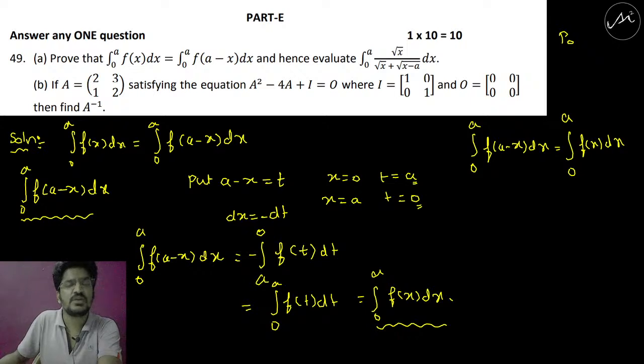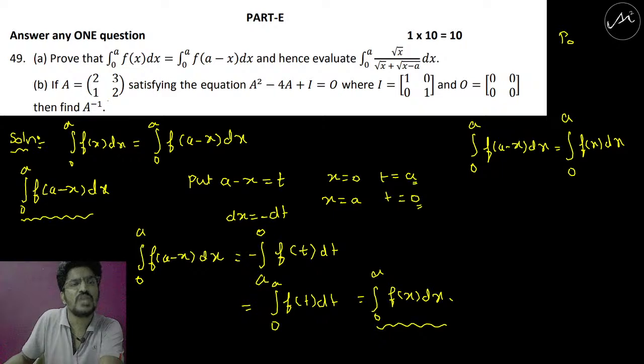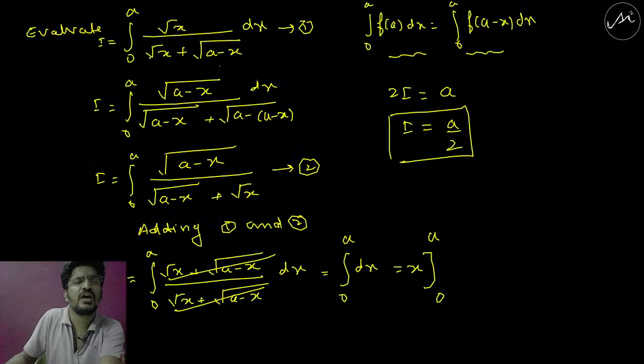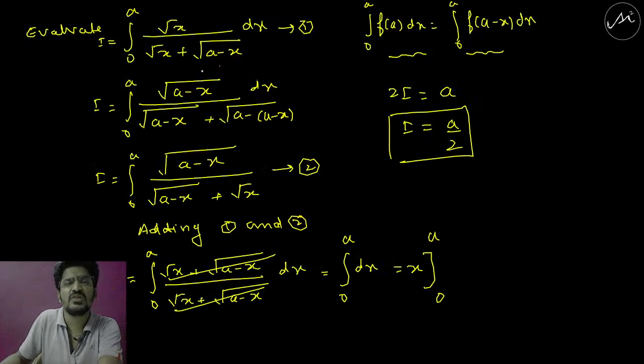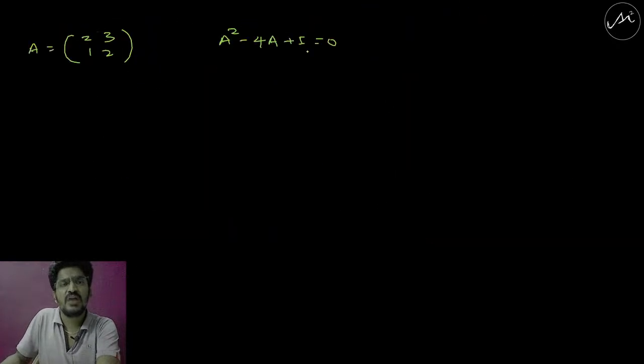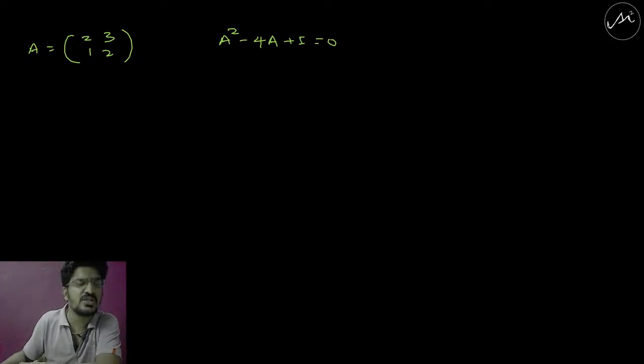Matrix A is [2 3; 1 2]. What have they given as matrix A? Matrix A here is 2 3 1 2. Okay, what have they given as the equation? A squared minus 4A plus I equal to 0. Now we have to find the inverse of this. Now we have to solve for the inverse of this.